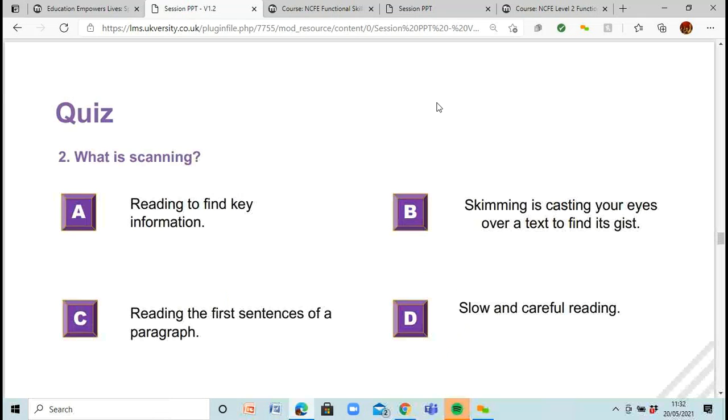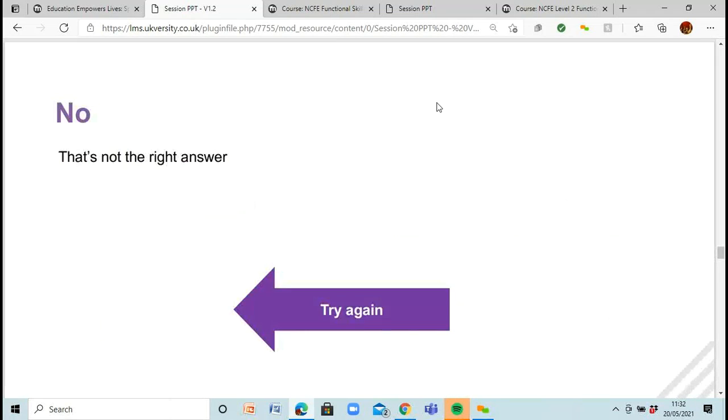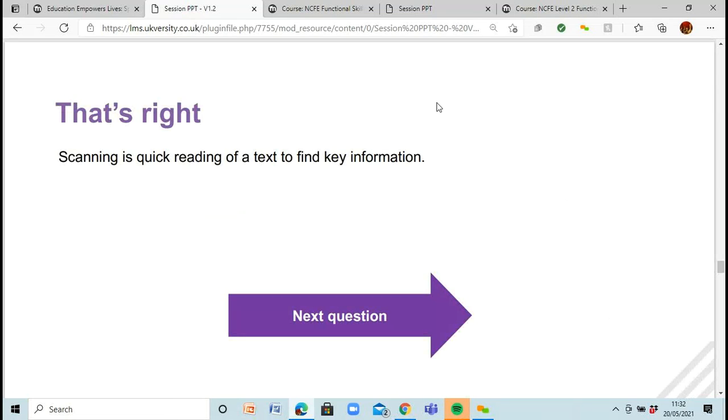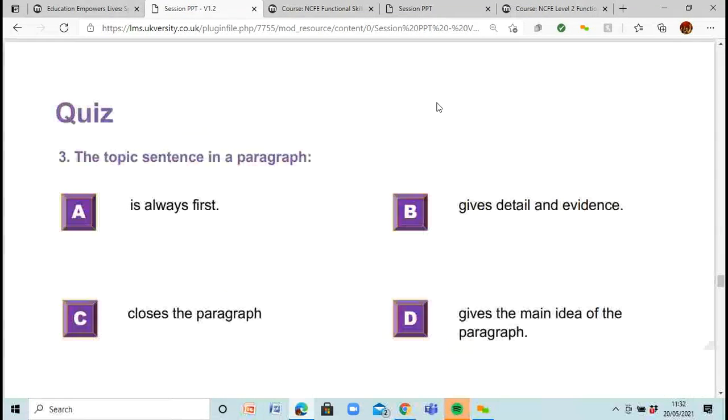Okay. Second question, what is scanning? It's a quick reading. Reading to find the information. It's a quick reading and to find information. Yes. So reading to find key information. Yep, scanning is quick reading of the text to find key information. Really well done.